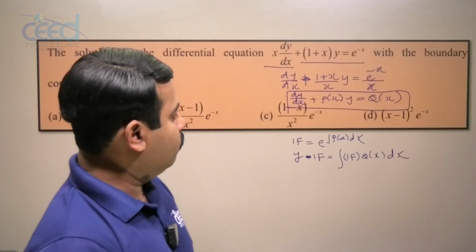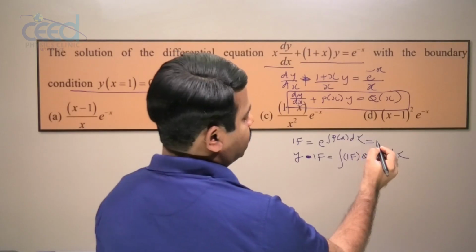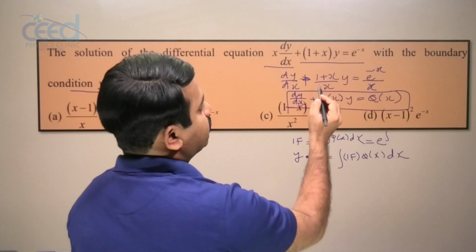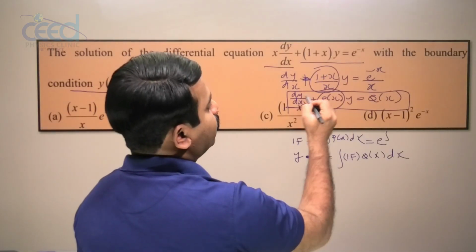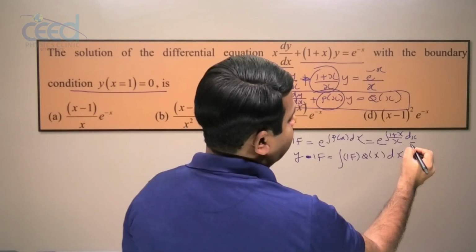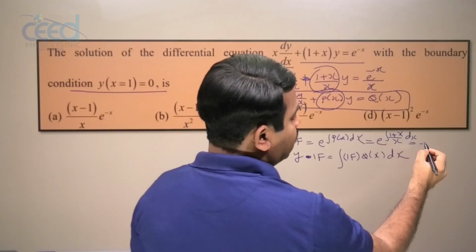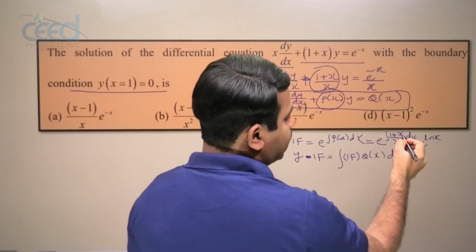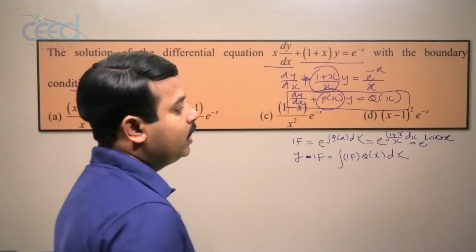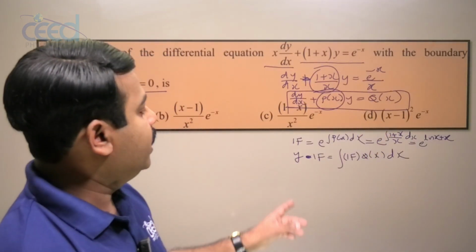What is the integrating factor? It is e raised to integral p of x dx. First we solve integral p of x dx. What is p of x here? We have (1 plus x) by x dx. That is, 1 by x integrates to log x, and x by x is 1, whose integral is x. So e raised to log x plus x, that is our integrating factor.